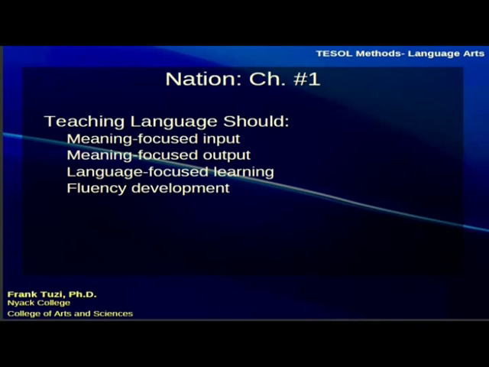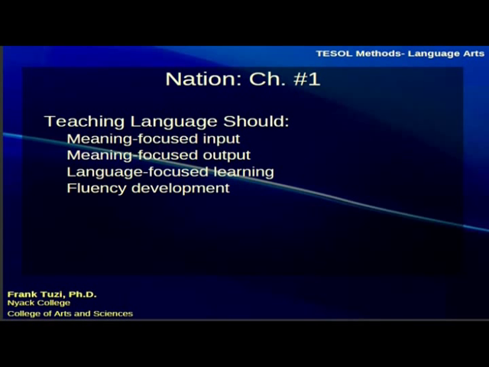Meaning-focused input. This is input that the student receives. That means it's going to be things like listening and reading, and it should be focused on meaningful input that's meaningful to the learner. So there's not going to be a lot of information that's over their head or that's not interesting to them. There's not going to be a lot of information here that is beyond them, that they have to slow down and focus on language, but they're focusing on meaning-focused input.